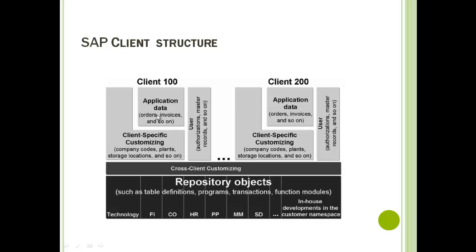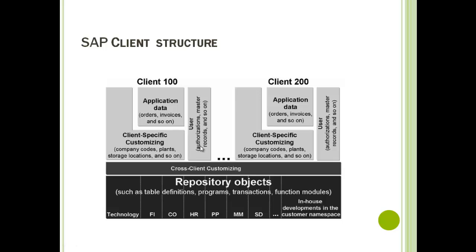We have some data which is called client specific data, and some data which is called cross client data, or repository objects. In our case, security, user authorization, user master, and all security related to users as well as authorization is client specific data. We have seen that if you have a user in 100, you can only log into 100. If you want to log into 200, then you need another user in 200. Same like user, you also need authorization. For client 100 you can have one authorization setup and roles, and for client 200 you can have a different authorization setup and roles. So this is called client specific information.